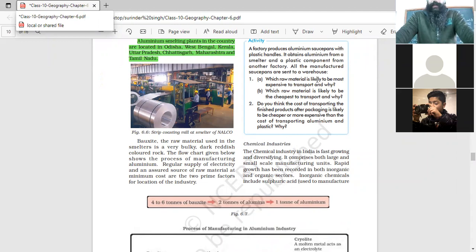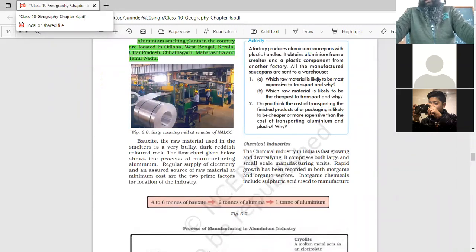Why? Because the raw material required for smelting, bauxite, is larger in quantity, and after refinement we obtain less aluminium. Around 4 to 6 tons of bauxite is required to produce 1 ton of aluminium, which consumes 18 kilowatt hours of electricity. Regular and uninterrupted supply of power is a must for aluminium production in our country.